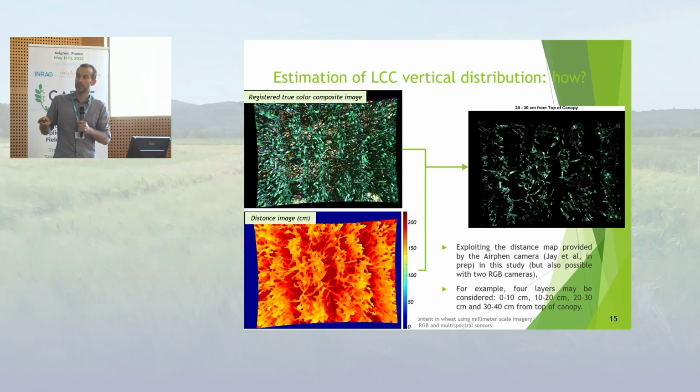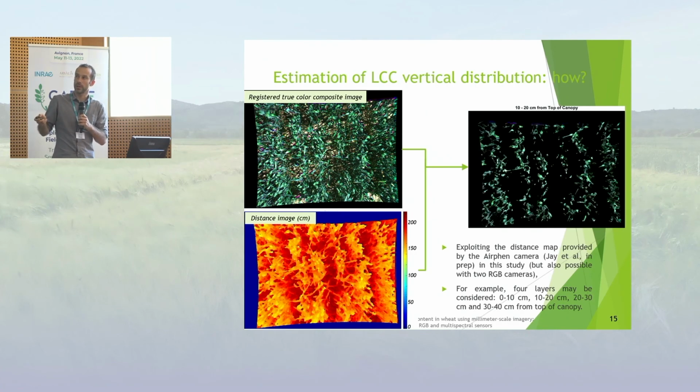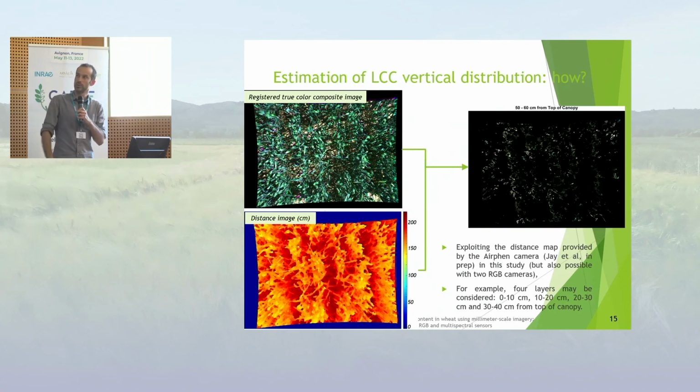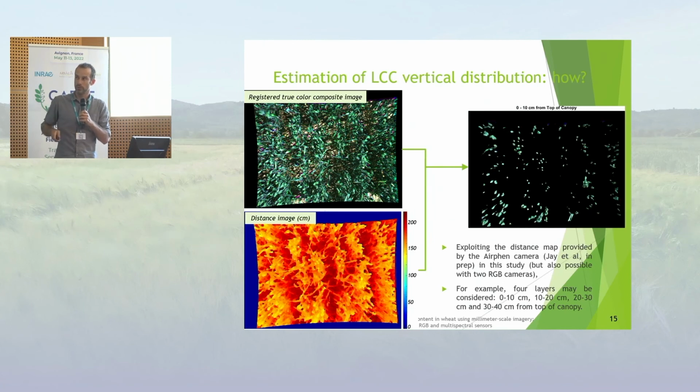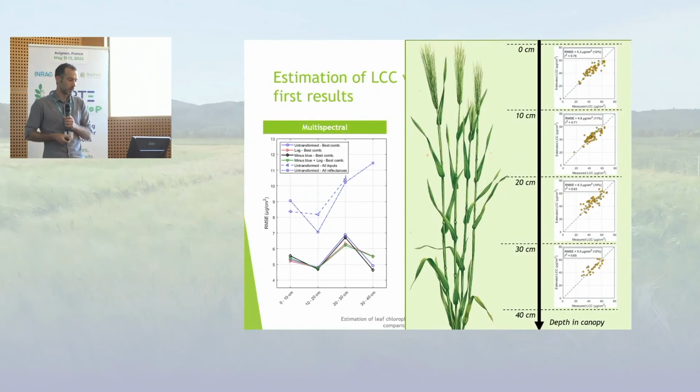And then you can focus on some specific layer in the canopy. Here, I extracted a 10 centimeters wide layer. So you can see that you go deep into the canopy until the soil background. So this is how we can basically do that. And here are some very preliminary results about the estimation for each layer. So we build a model for each layer because for each layer, the best combination of bands differs.